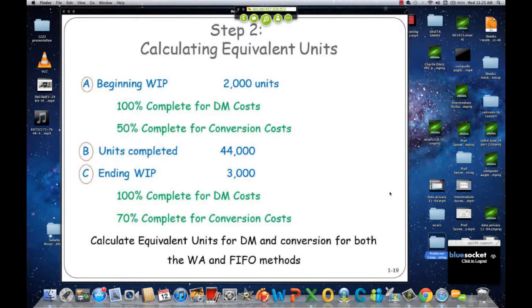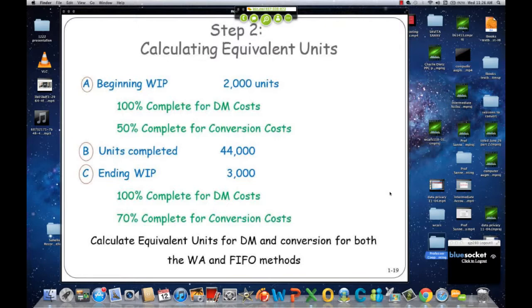This is January. You completed partially some work. In January, all the direct materials were put into a product. 50% of your overhead and direct labor will put into that product, leaving 50% to be done in February. Okay?